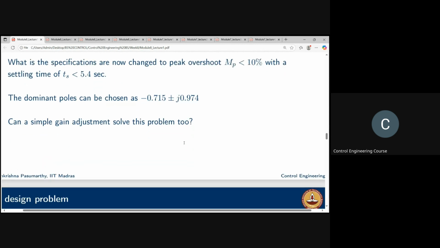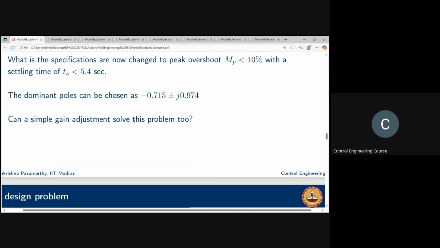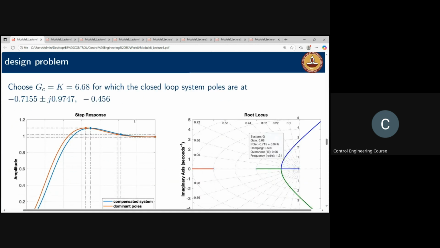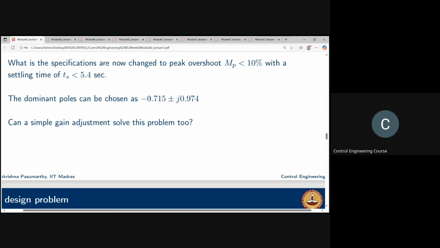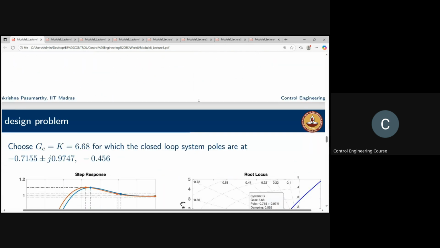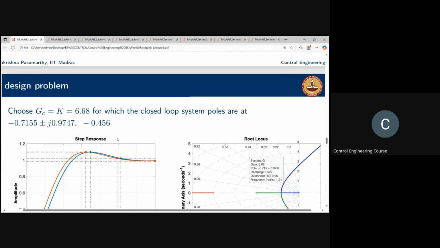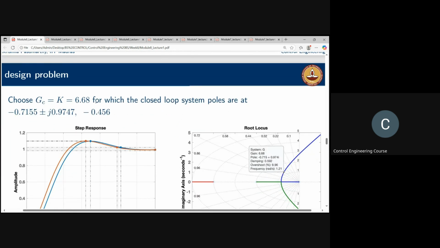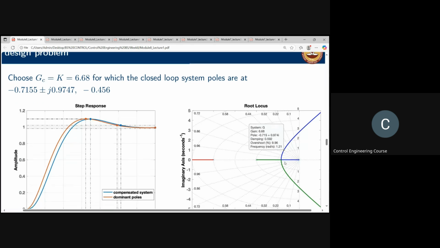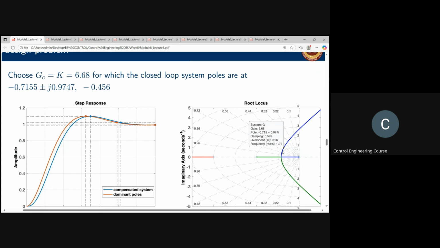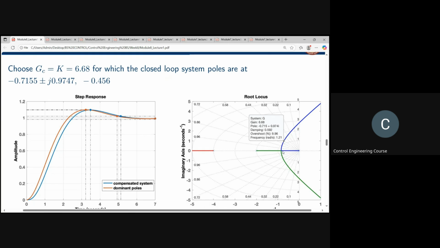Now we ask whether a simple gain adjustment can solve this problem. Again, what you do is you have this minus 0.715 plus j 0.974. Again, you see a simple gain adjustment solves this problem. You have to draw the root locus and see. Play with MATLAB yourself and see. For now, just trust this plot. Can you see this?